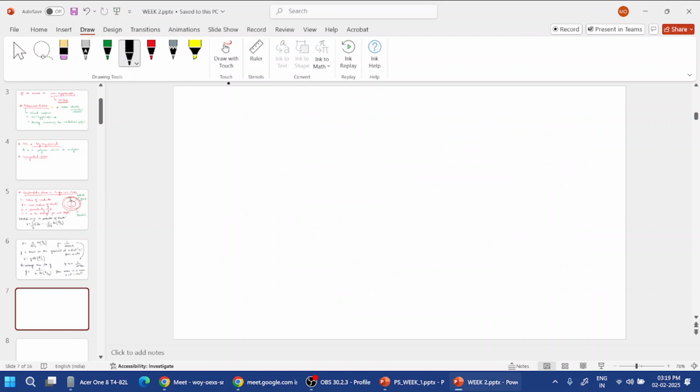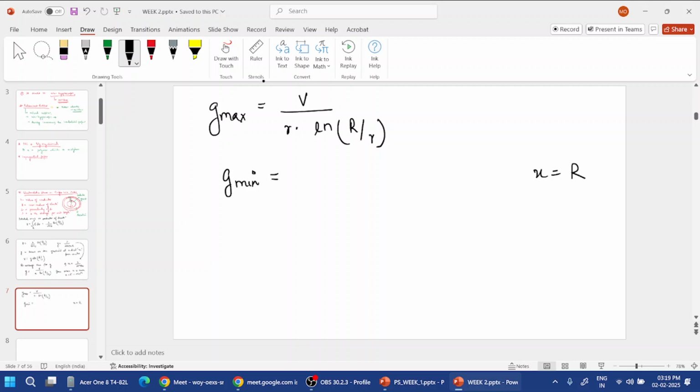So we can say that G max will be equal to what? V upon small r log capital R by small r. And G minimum will be where? When x is equal to maximum. The maximum value is capital R, because capital R is a larger value in comparison to small r.